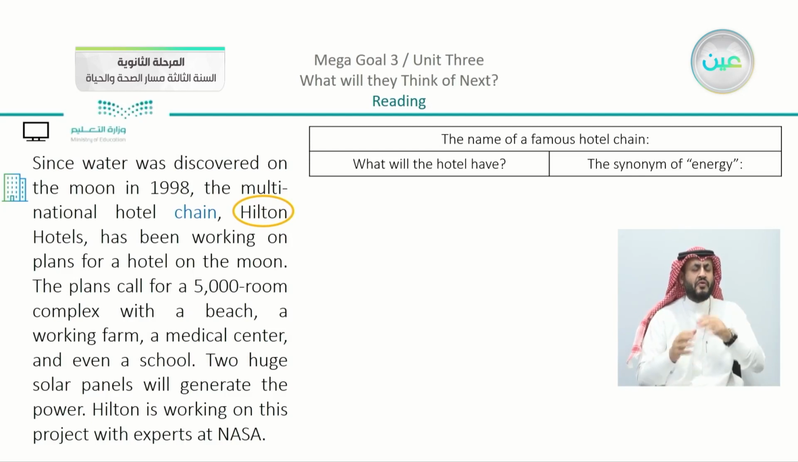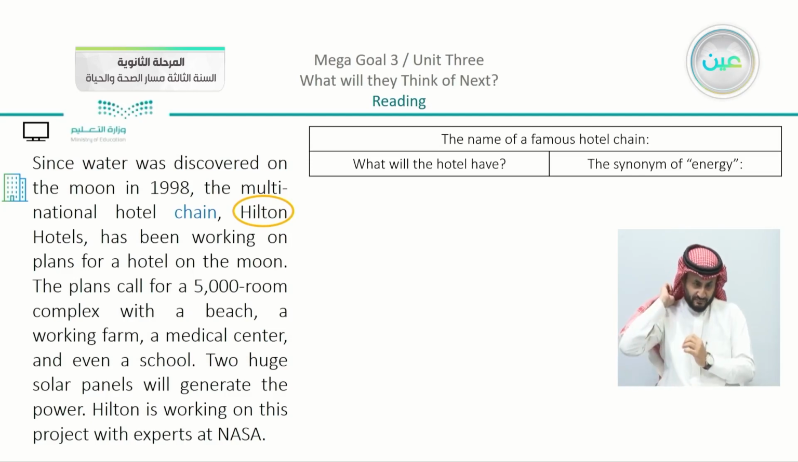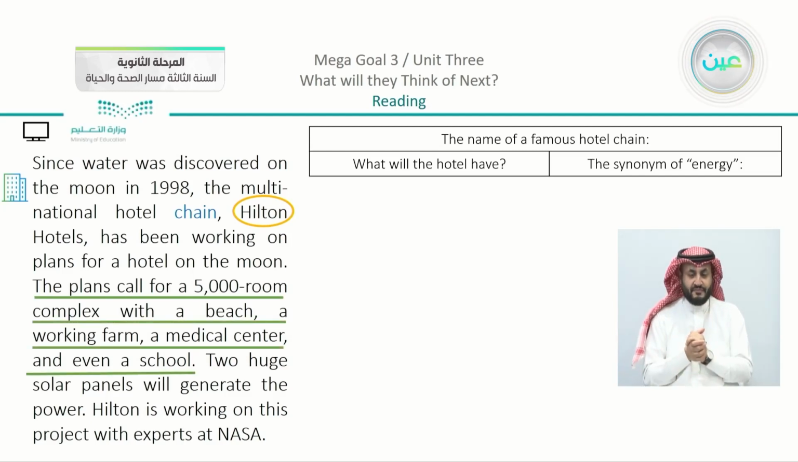Also, we want to search for the synonym of energy. Now, you can see that we have chain, which is in our vocab. So the plan calls for a 5,000 room complex with a beach, a working farm, and a medical center, and even a school. And the synonym of energy, just to scan the part which is actually short, just look with me for the word, and you will find that it is, yes, power.